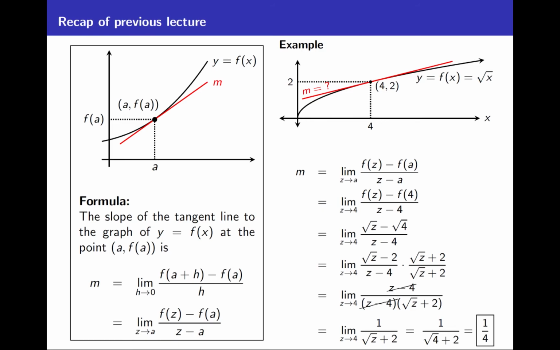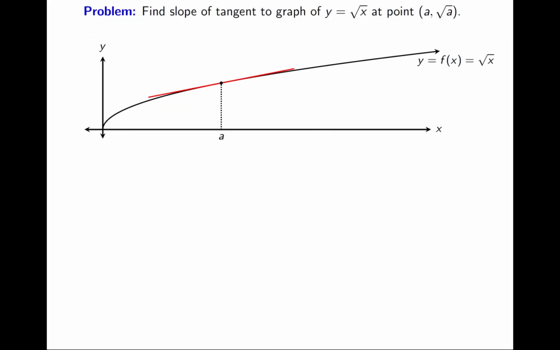Let's do this same problem a slightly different way. Instead of taking 4 for our x value, or our a value, let's just keep it at a. So a could be any number on this x-axis. Just call it a, and look at this point, a, f of a, or a, square root of a. Let's see if we can find the slope of the tangent to the graph of this function at that point.